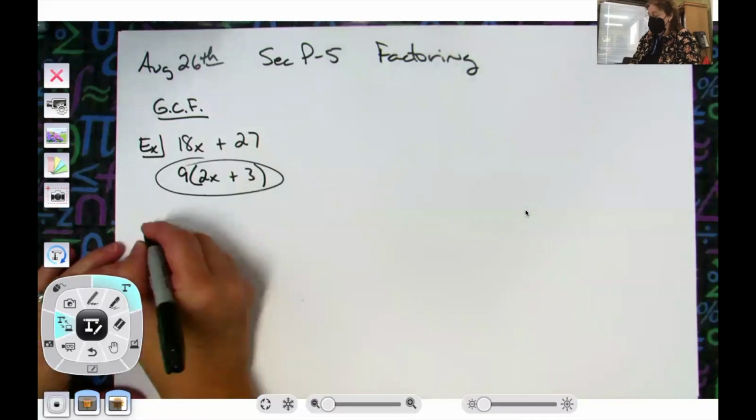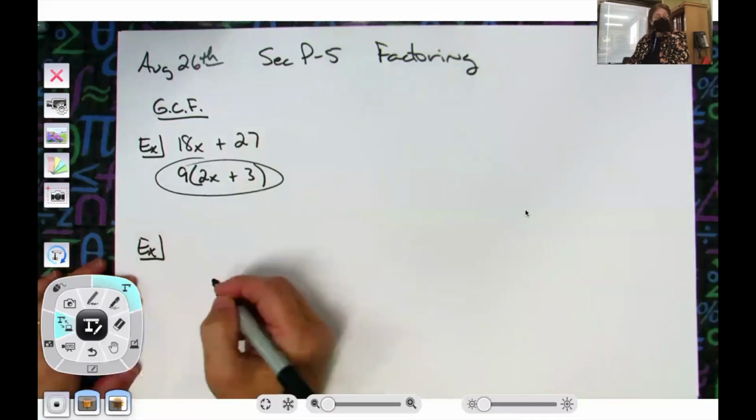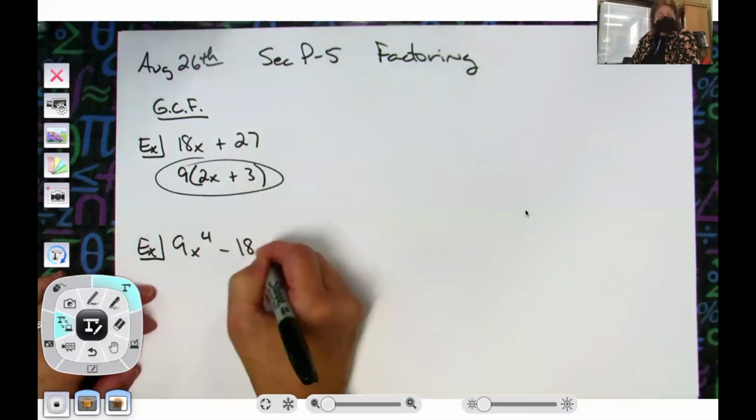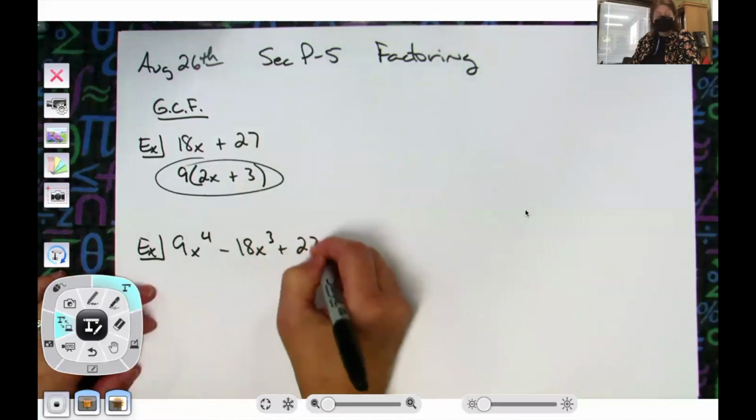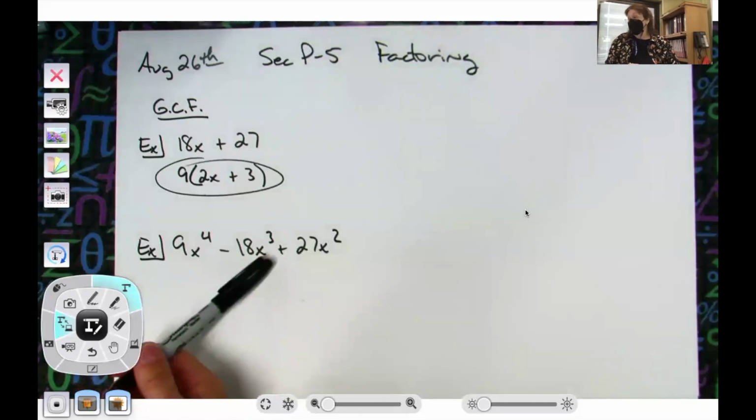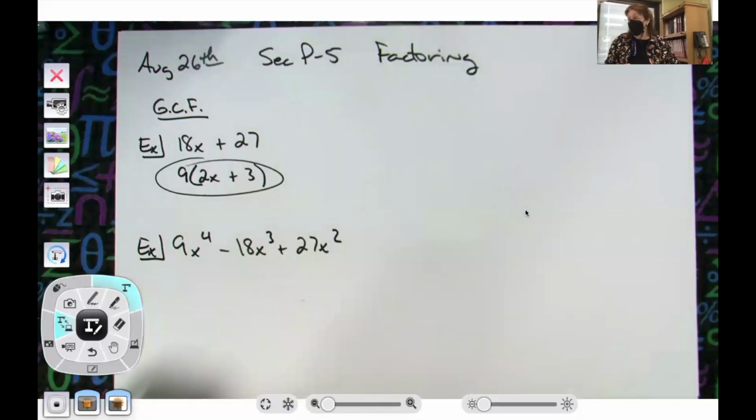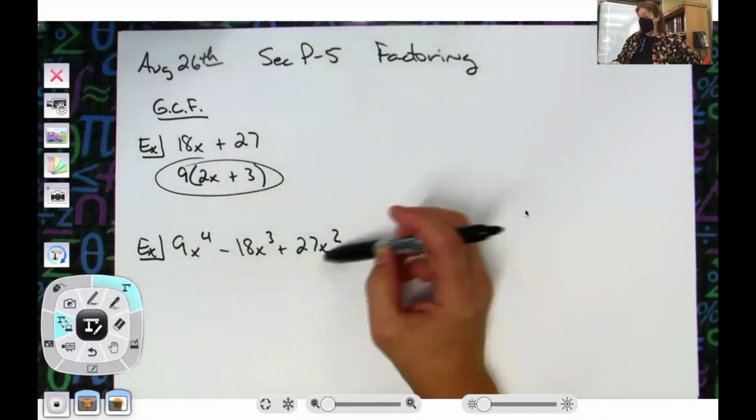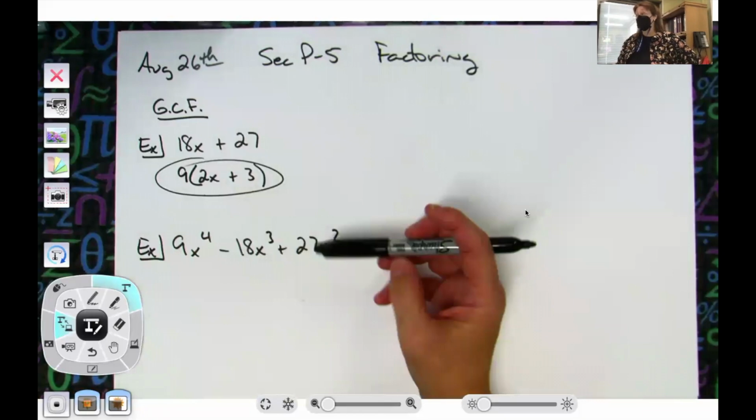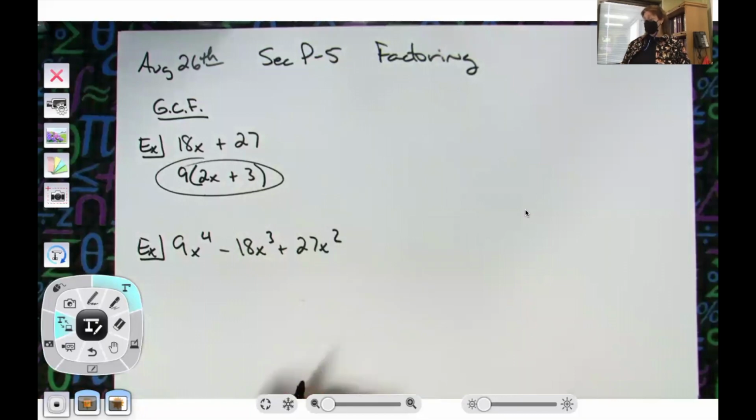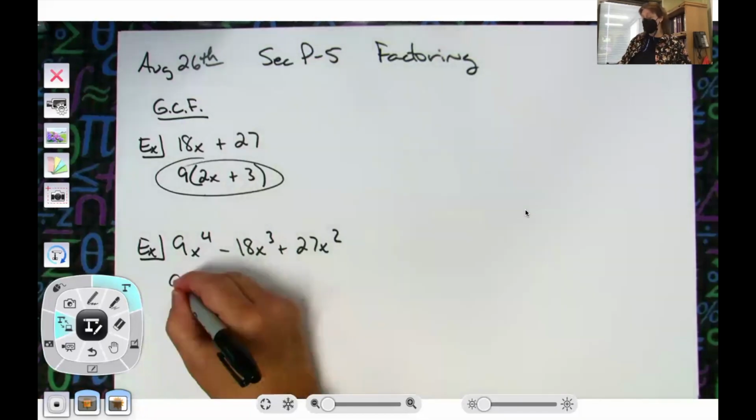Another example, maybe something with some variables in it. If I had 9x to the 4th minus 18x to the 3rd plus 27x squared. Not only can you take out greatest common factors that are numbers, but you can also take out variables. When taking out a greatest common factor, I look at those exponents and take the smallest one. Here I can take 2 x's out of each of them, but I can't take 4 out of this one because there's not 4 there. You look at the coefficients separately. That's going to be a 9 again, so 9x squared is my greatest common factor that I'm going to take out.